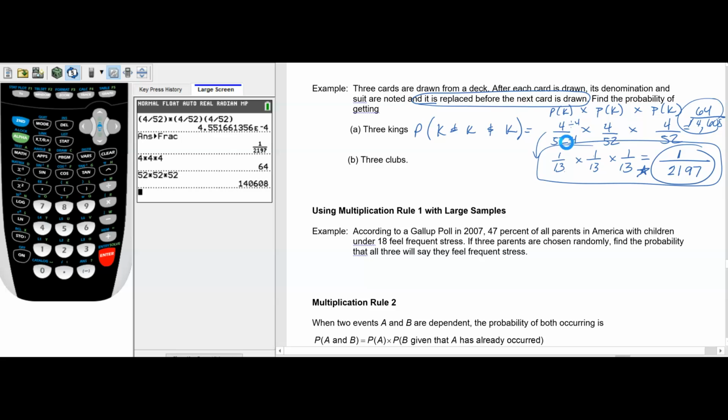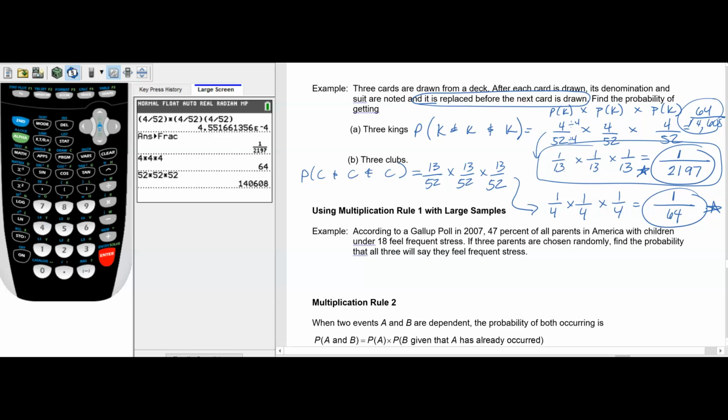Okay, so let's look at the next one. What's the probability of 3 clubs? So club, and then another club, and then another club. We're going to multiply those probabilities together. There are 13 clubs out of 52, and 13 clubs out of 52 times 13 clubs out of 52. Again, if you can reduce those fractions first, it's helpful. 13 over 52 reduces to 1/4. 1/4 times 1/4 times 1/4 is way easier to multiply. 1 times 1 times 1 is 1. 4 times 4 times 4 is 64, and 1 over 64 is the answer.